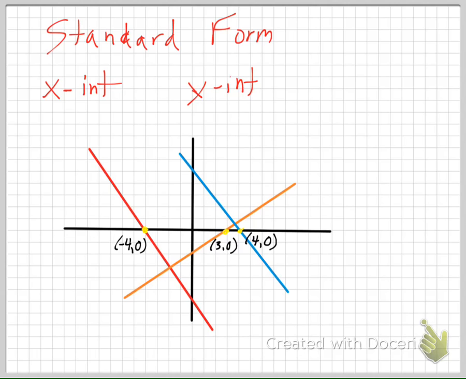I know. Don't you wish your parents had named you that? 4, 0. Yeah. Hey, my name's 4, 0.